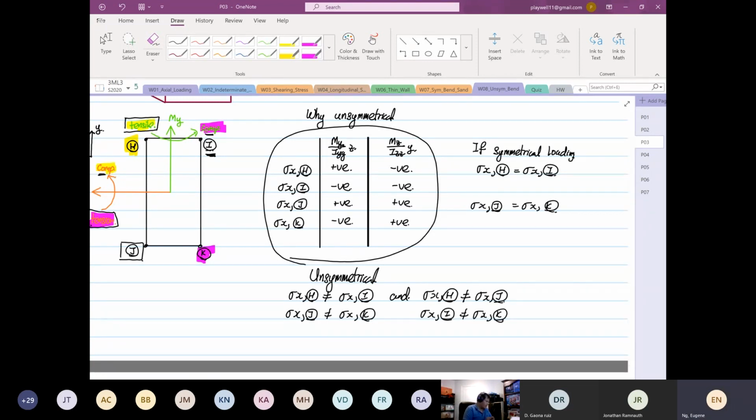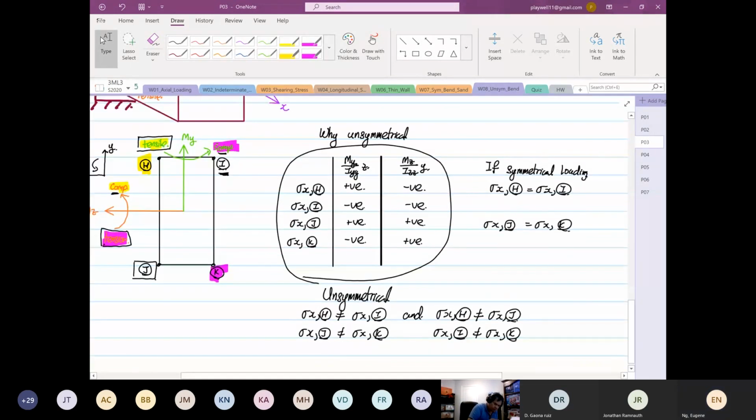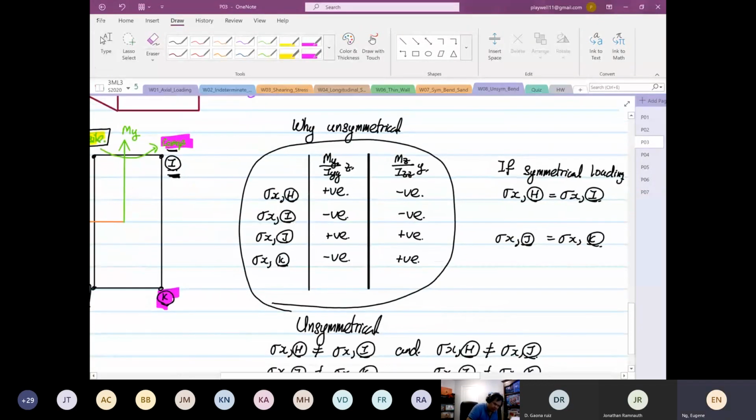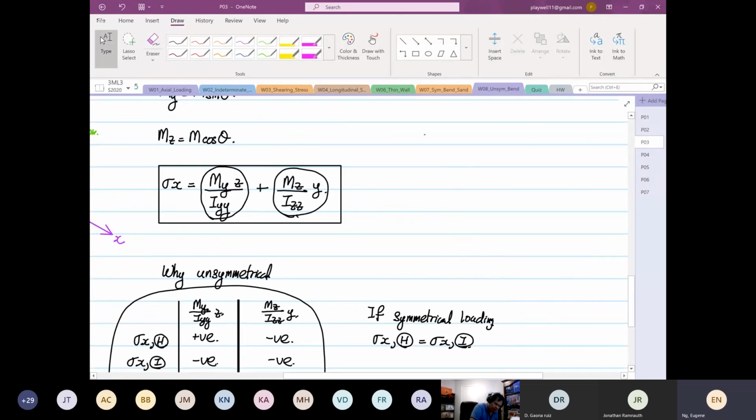So a thing that you have to be really, really careful about, I'll elaborate, is this formula over here. You have to be really careful with this formula. Why? If we look at My over Iyy times z, we're going to draw our usual block.